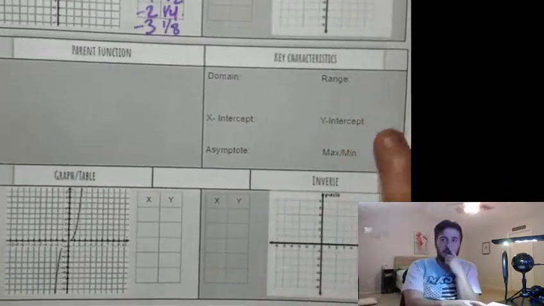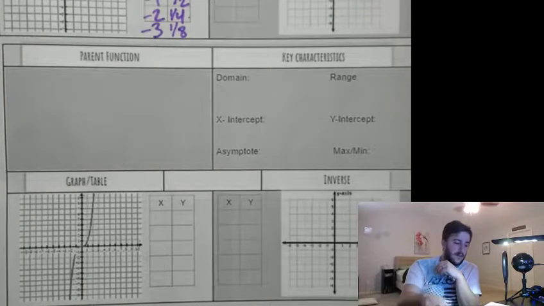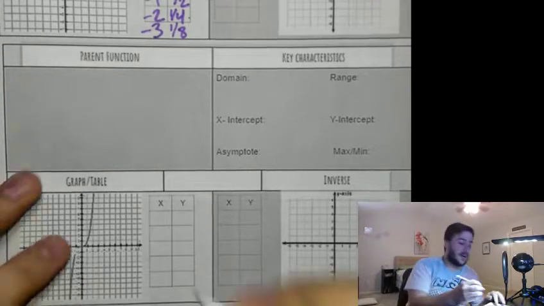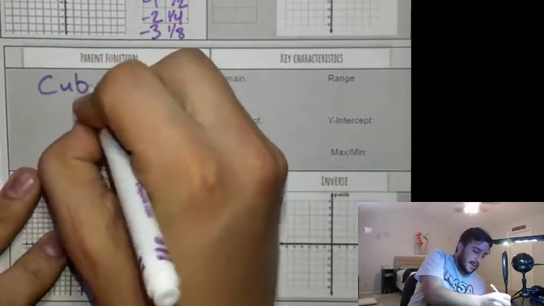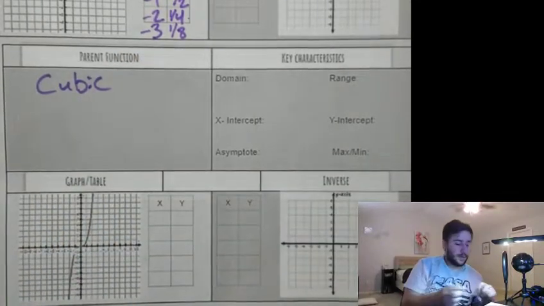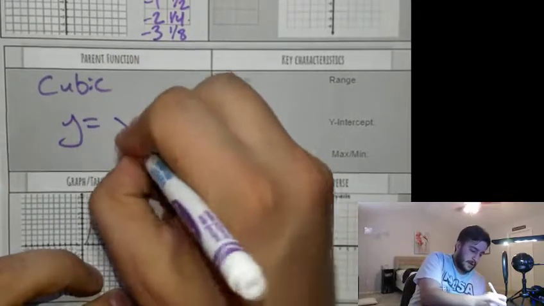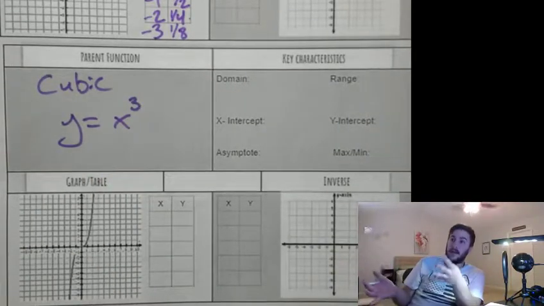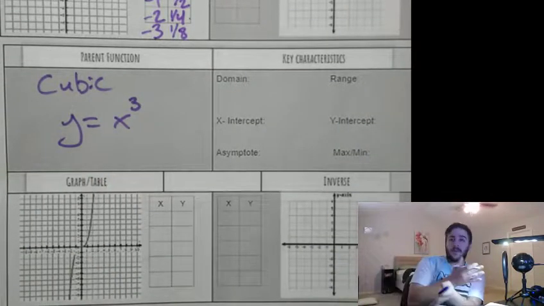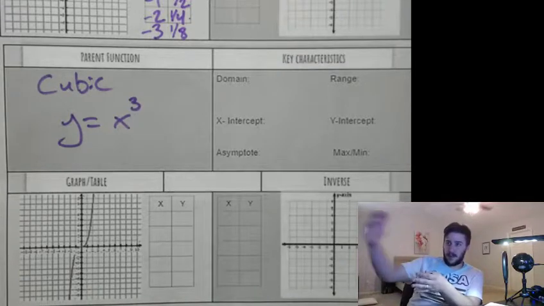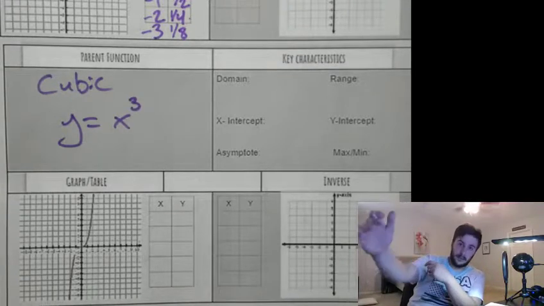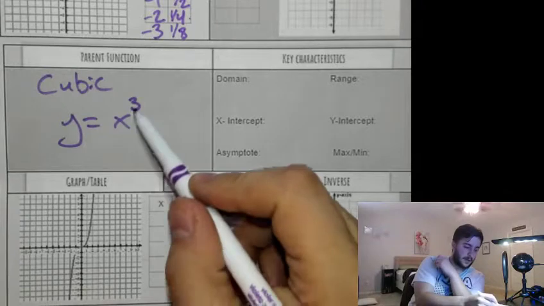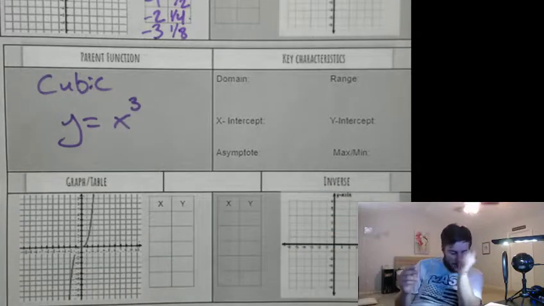It's my little squiggly. Here's what he is called. He's the cubic parent function. The cubic parent function is y equals x to the third power, a lot like the quadratic, y equals x to some power. This time it's to the third power.